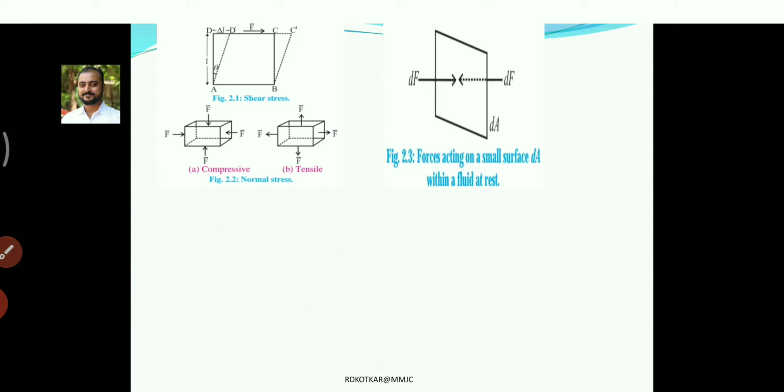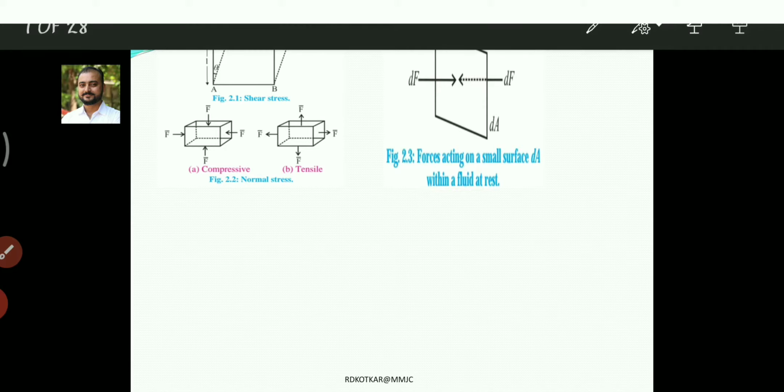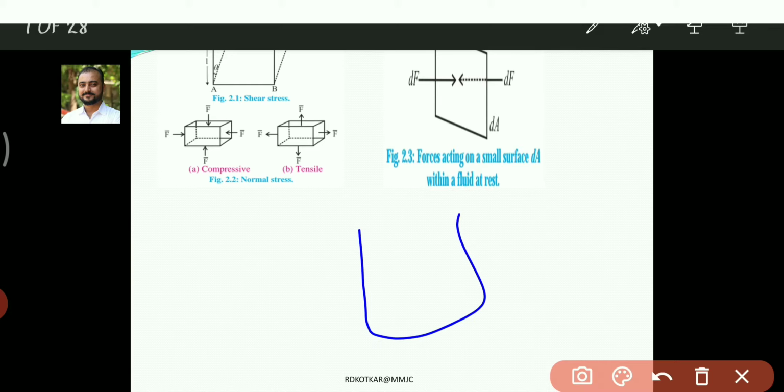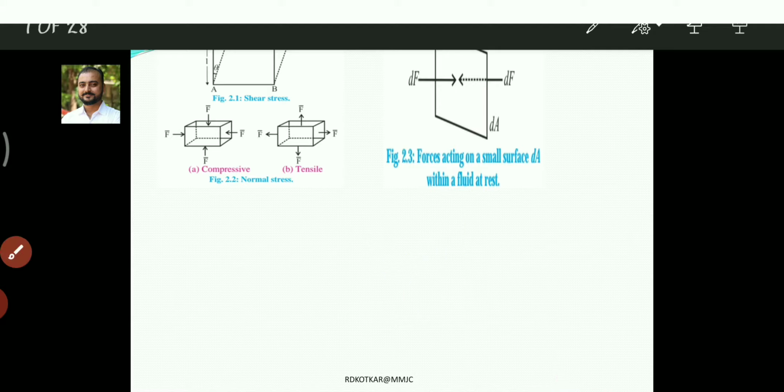In case of fluids at rest, they exert a force on a particular object which is put inside them. Suppose you take a container like this, and it contains liquid. If you put any object inside it, it will exert force on the walls of that particular object. So that is a force acting on a small surface.